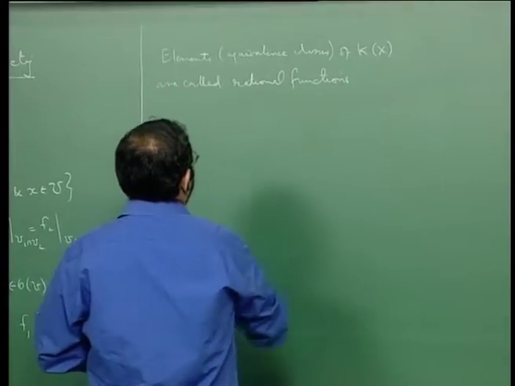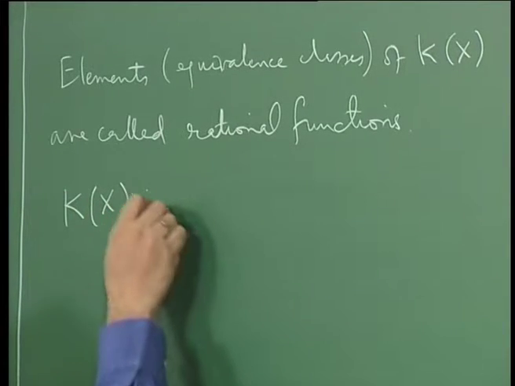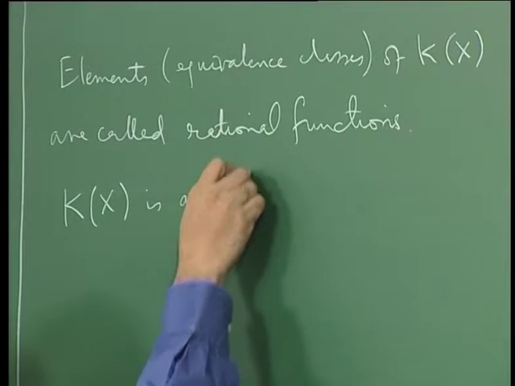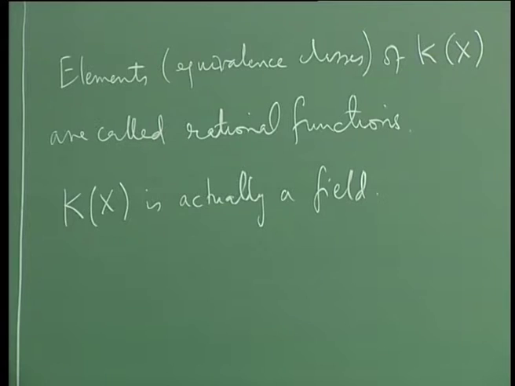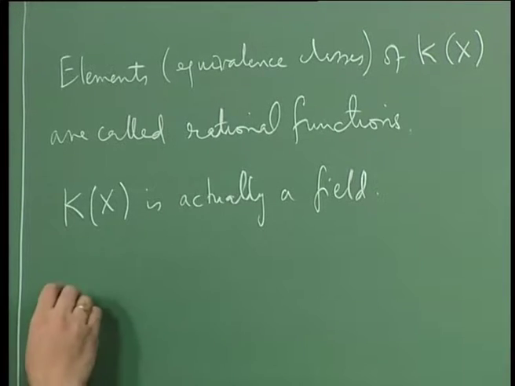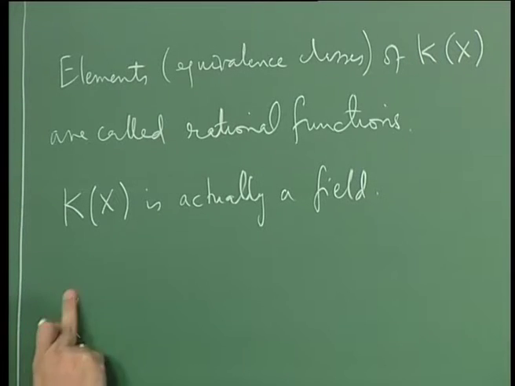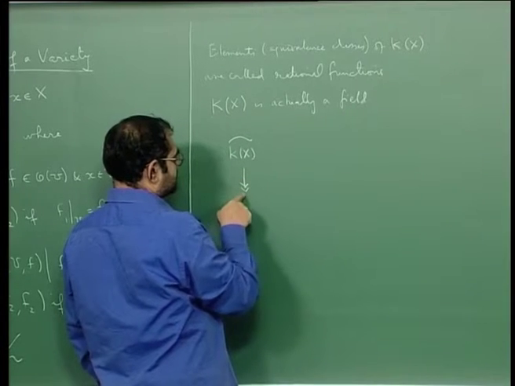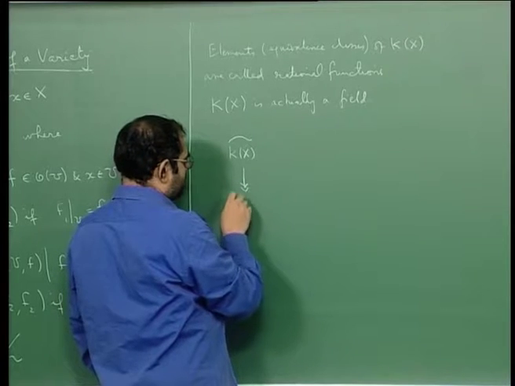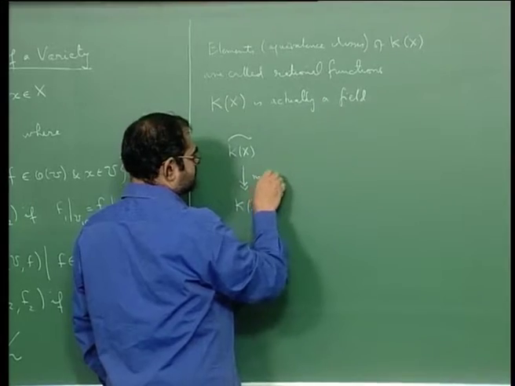And further, you see this kx, this is actually a field. Kx is a field, and why is that so? Because you take two elements in kx. I have this map kx tilde to kx, this is a quotient map, it is a surjection, so that is why I am putting this double arrowhead, and this is a set of equivalence classes, this is mod equivalence.